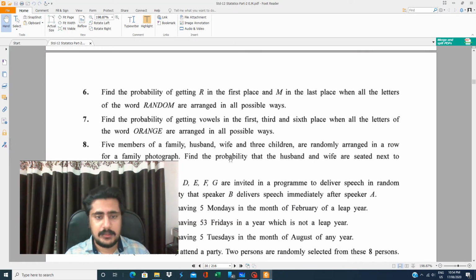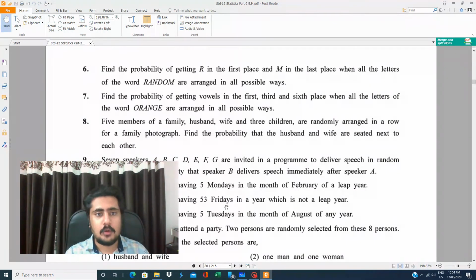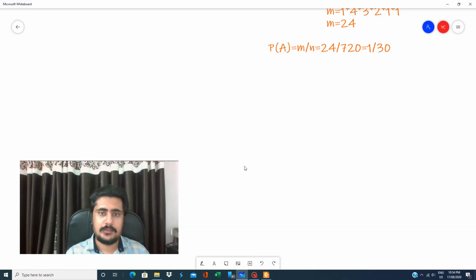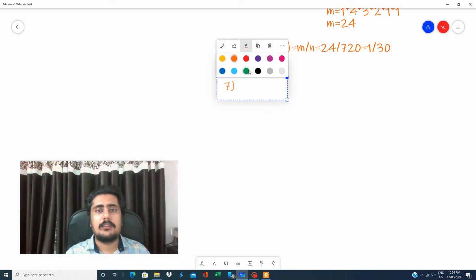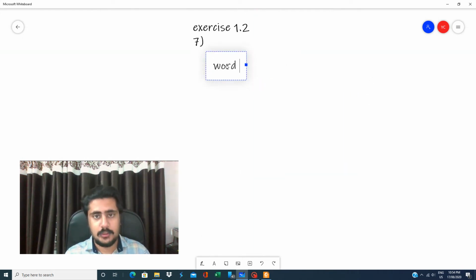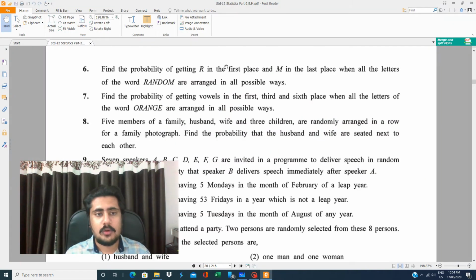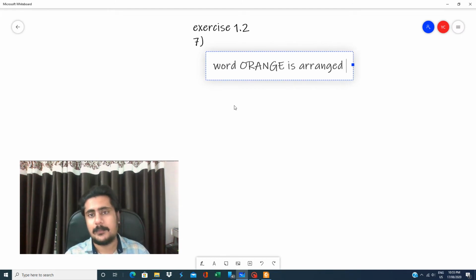Okay, then let us find the seventh one. Find the probability of getting vowels in the first, third, sixth place when all letters of the word orange are arranged in all possible ways. So we are doing exercise 1.2 sum number 7. The word orange is arranged.